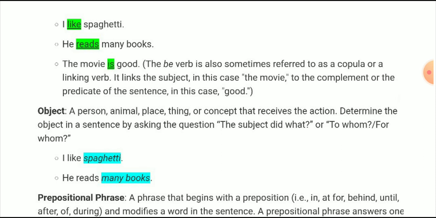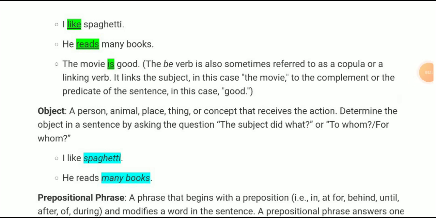The movie is good. The be verb is also sometimes referred to as a copula or linking verb. It links the subject, in this case, the movie, to the complement or the predicate of the sentence. In this case, good.